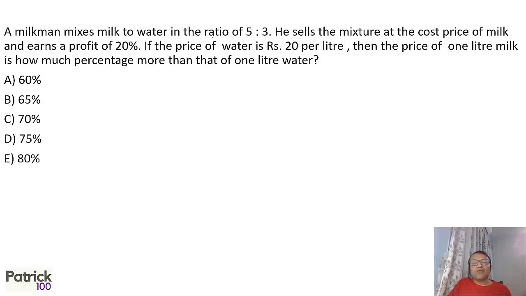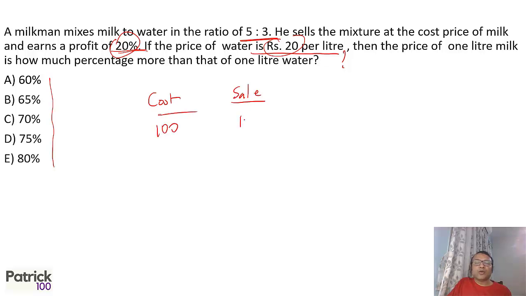A milkman mixes milk and water in a ratio of 5:3. He sells the mixture at the cost price of milk and earns a 20% profit, and the price of water is 20 per liter. Since the answer is in percentage, this value may not be important. Since the profit is 20%, let me assume the total cost is 100, then the total sale is 120. And let me assume 5 liters and 3 liters, so total 8 liters. He sells 8 liters for 120, which is the cost price of milk. So the cost price of milk becomes 120 upon 8, which is 15. Based on this, I'm ignoring this 20.